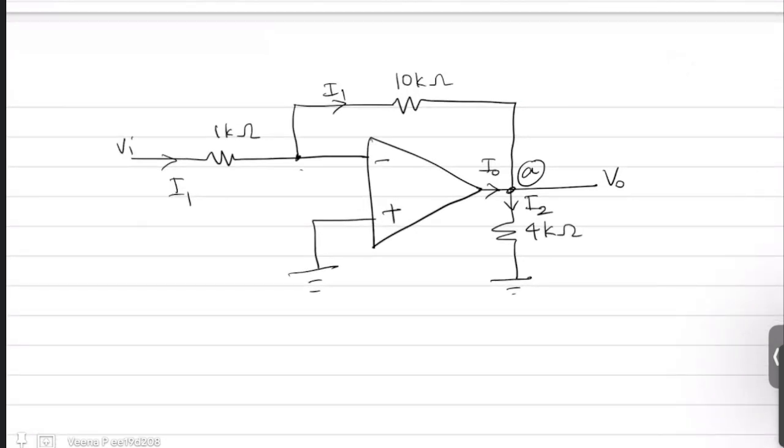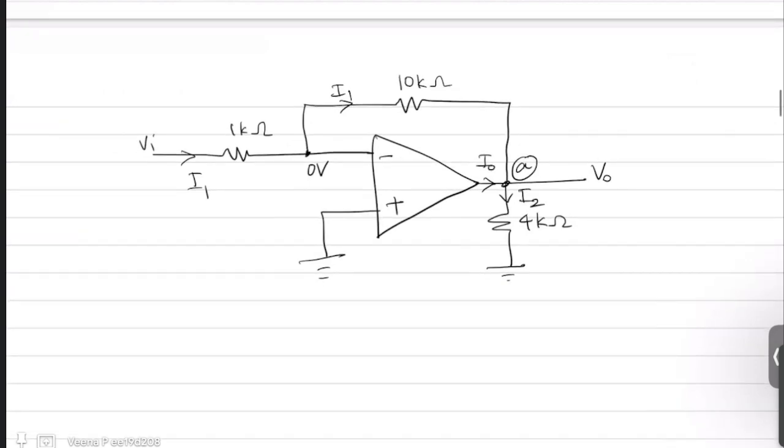As I've explained before, this potential is also 0 volt. So how can you find I1? Now I1 is a current which is flowing through the 1 kilo ohm resistor. It is also the same current flowing through the 10 kilo ohm resistor. So if you draw the path of I1, I1 flows through 1 kilo ohm as well as 10 kilo ohm.